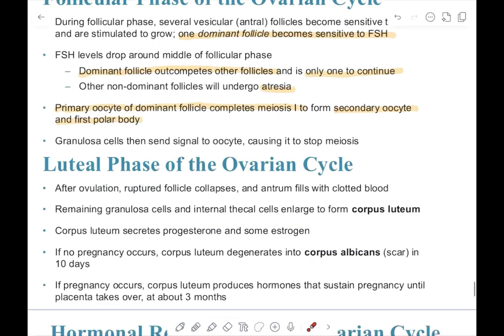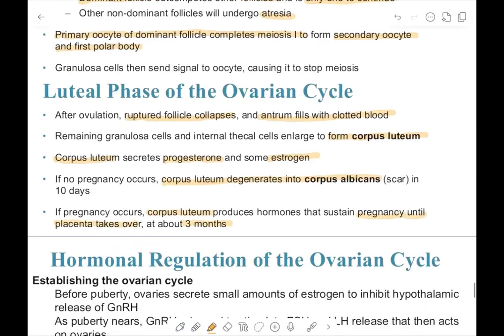Then after ovulation, the ruptured follicle is going to collapse. The antrum fills with clotted blood, thus becoming the corpus luteum, not corpus albicans. The corpus luteum secretes the progesterone and the estrogen. If no pregnancy occurs, the corpus luteum degenerates into the corpus albicans, which is a scar that remains. Again, if pregnancy does occur, the corpus luteum produces hormones that sustain pregnancy until the placenta takes over at 3 months. So the corpus luteum is important for that first trimester.